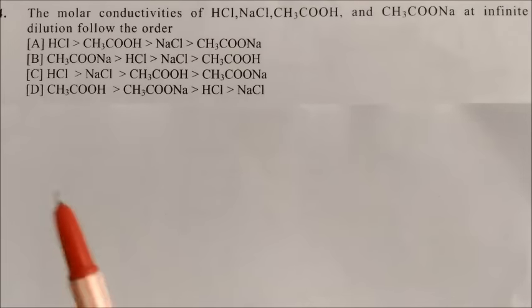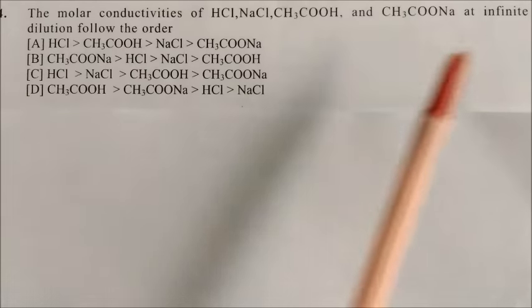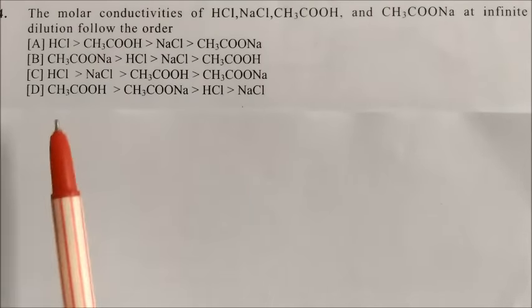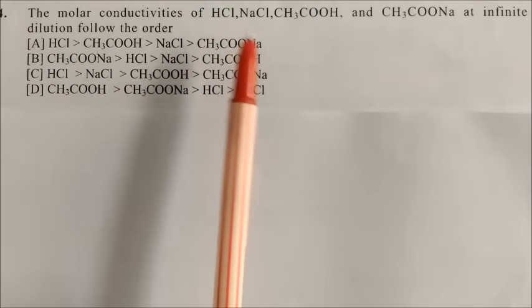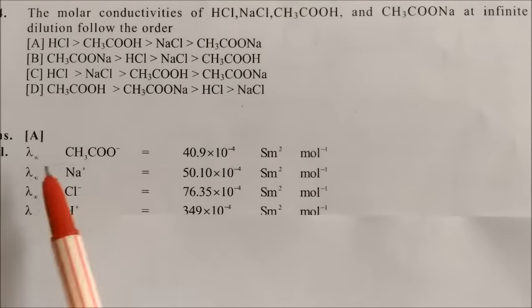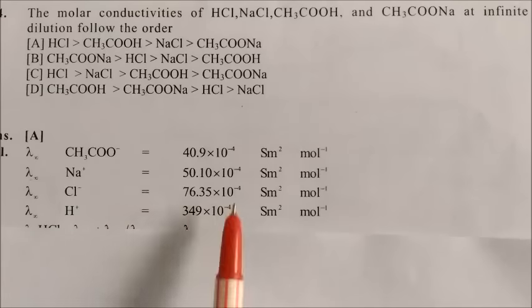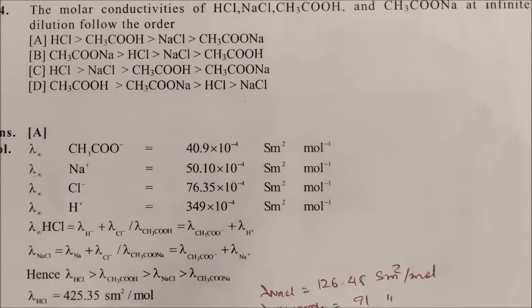The molar conductivity of HCl, NaCl, acetic acid and sodium acetate at infinite dilution follows the order. To know the molar conductivity, we have to know the individual infinite dilution conductivity of each ion. So it is given: the acetate ion is this much, sodium is this much, Cl is this much, and H plus is this much. Now we'll use the Kohlrausch law of dilution.